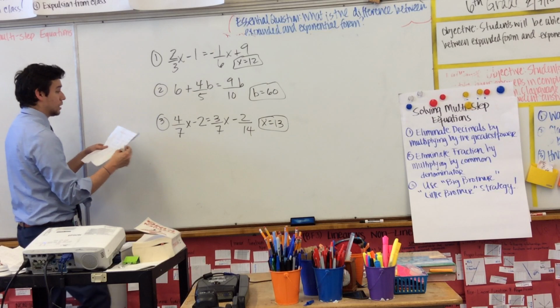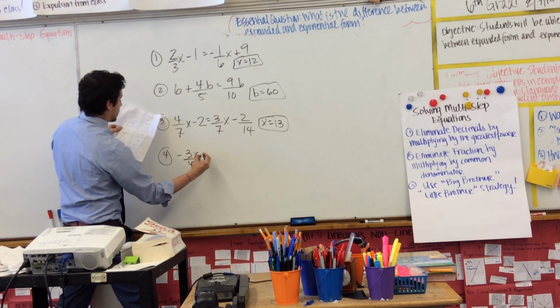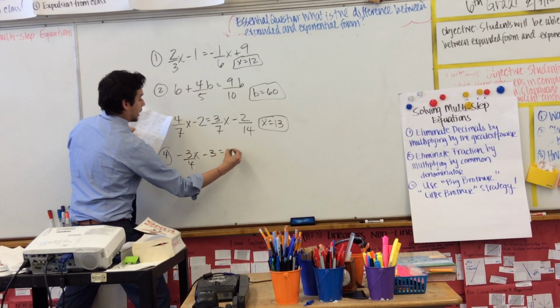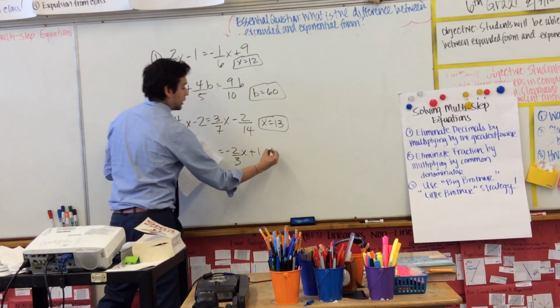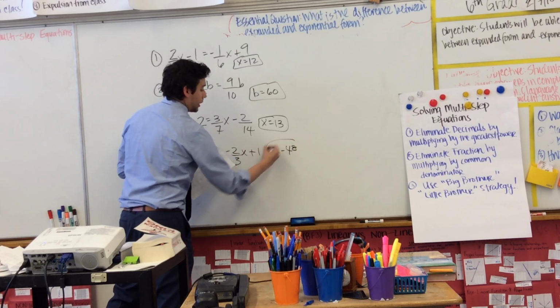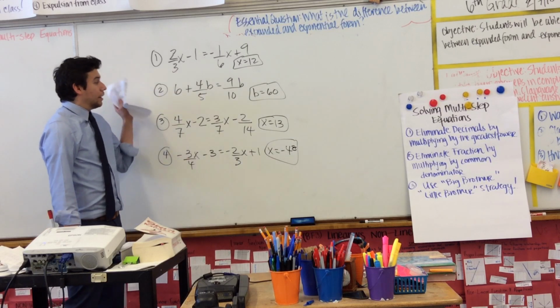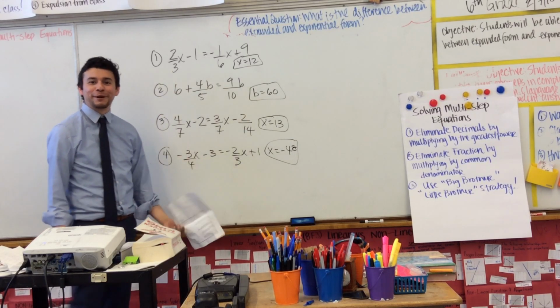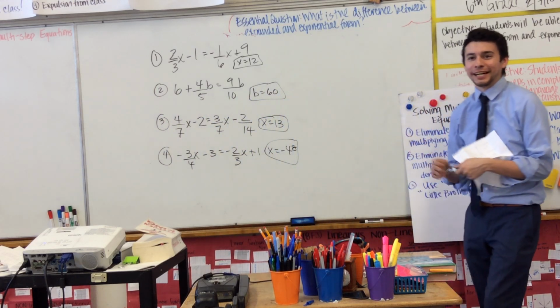Let's go to the next one. 4. Negative 3/4 x minus 3 equals negative 2/3 x plus 1. The answer here is negative 48. So, these are the first 4 problems, okay? Copy them down. I'll give you time.